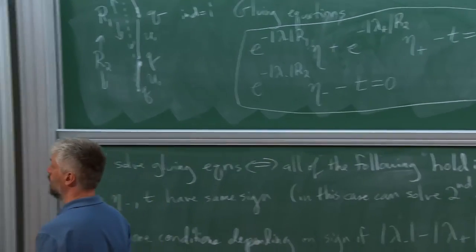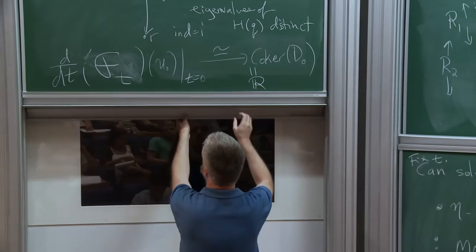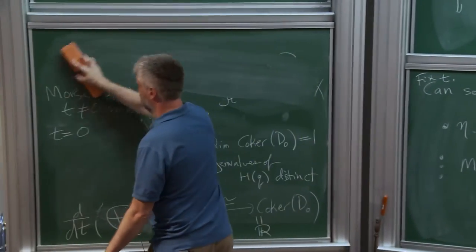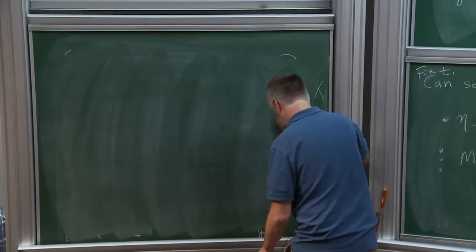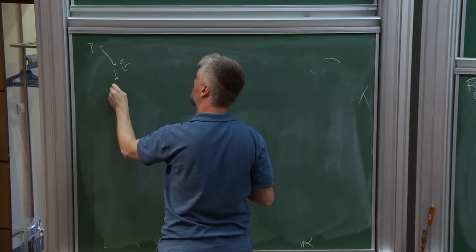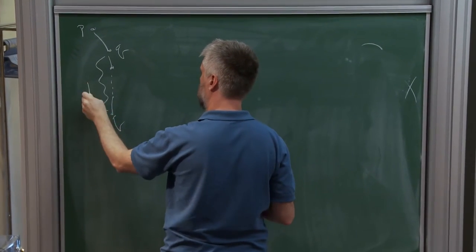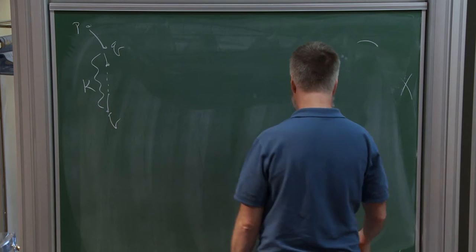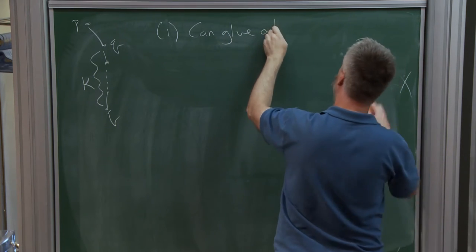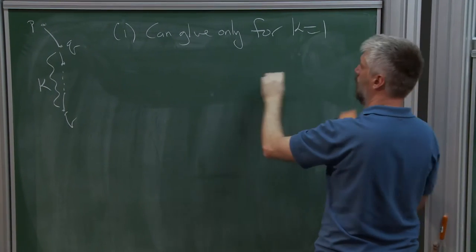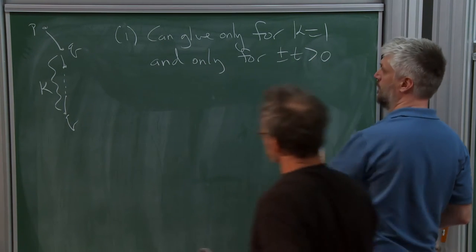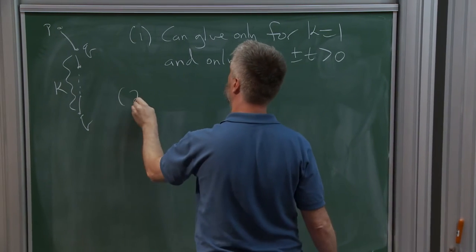There's sort of three possible outcomes. This is just kind of curious. So let's suppose I want to glue k copies of the flow line from Q to itself. So case one is you can glue only for k equals one, and only for one of the possible signs of t. That's the simplest case.